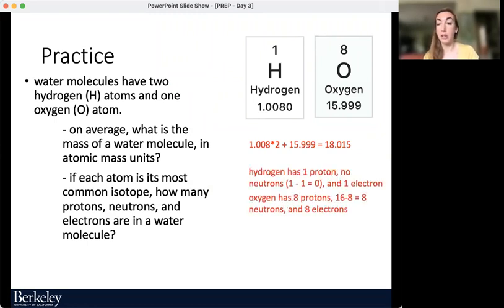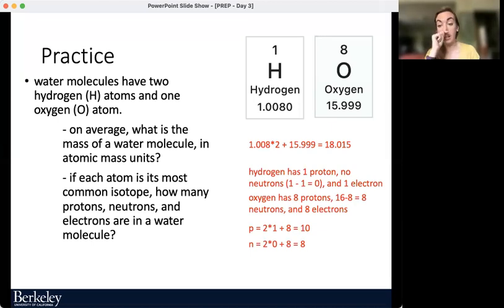When we're figuring out the total number of protons, neutrons, and electrons, we just have to add up the protons, neutrons, and electrons in our relevant atoms. So we have 2 hydrogen atoms and 1 oxygen atom. Our total number of protons is 1 proton per hydrogen atom, and we have 2 of them, plus 8 protons in our oxygen atom. So that's 10. For neutrons, we have 2 hydrogen atoms, but each of those has 0 neutrons, so this isn't going to factor in at all. Then 8 neutrons from our oxygen. So we have a total of 8 neutrons.